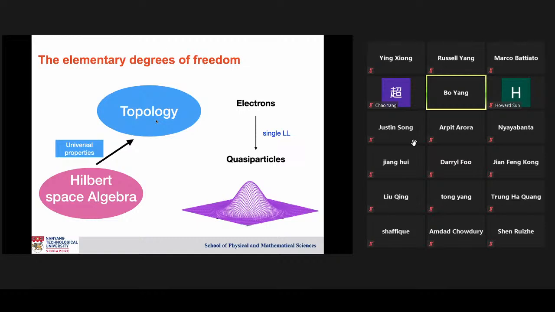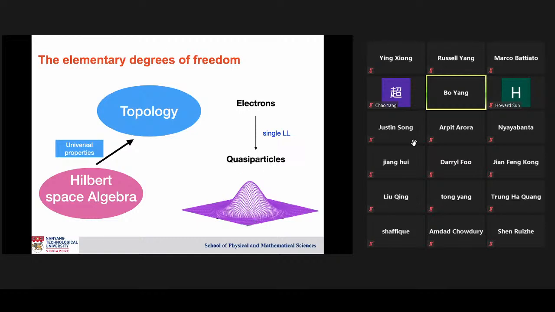So if you start from a full Hilbert space, of course, the elementary degrees of freedom are the electrons, which are point particles. But once you project into a single Landau level due to the Hamiltonian, you are losing a lot of information. You can't access all those higher Landau levels. So the measurable degrees of freedom are actually not the electrons anymore, but quasi-particles, which are not point particles, but something like a Gaussian wave packet. You never know exactly where the quasi-particle is. It's fuzzy because of the loss of information. Formally, that's because of the non-commutativity of the coordinates in a single Landau level.